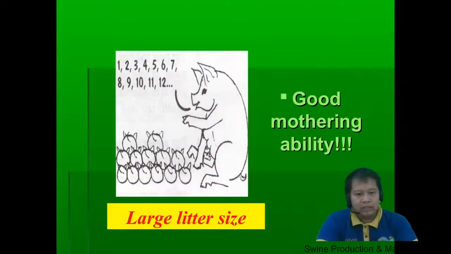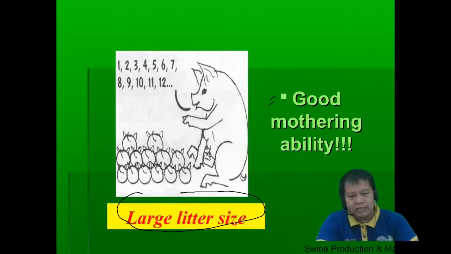And a good mothering ability, no? For all breeds, the best breeds for mothering ability is Large White or Yorkshire. Sinabi natin yan dati. Dapat meron siyang large litter size. Kung babae, tanaw to kung daghag anak. So, large litter size. Ito nang tanawon kung kaliwat, gagmay anak. So, ato na siyang ikal.